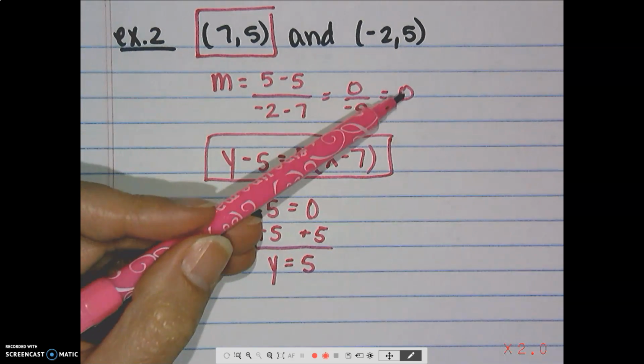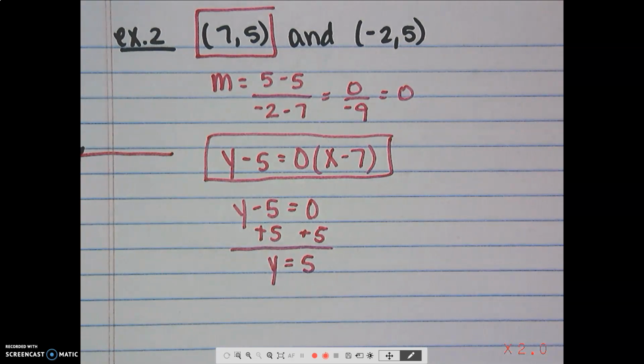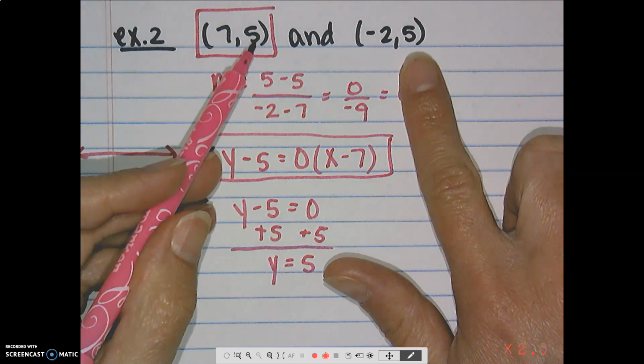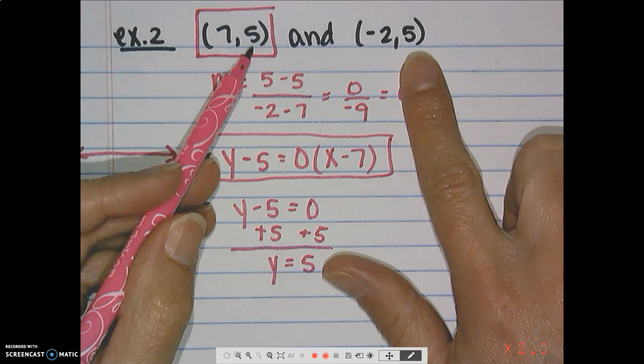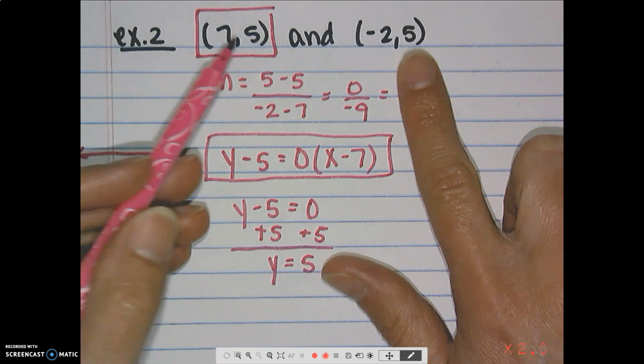So remember, if it has a slope of 0, that means that it's a horizontal line like this. And so we should just be getting y equals some sort of number, okay? And if you look at these, both of these have a y value of 5. So that tells us that our equation is correct because they both have a y value of 5.